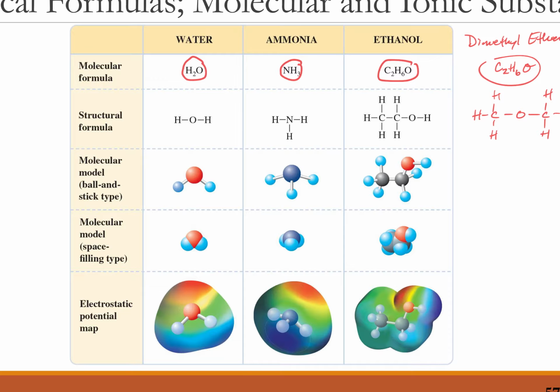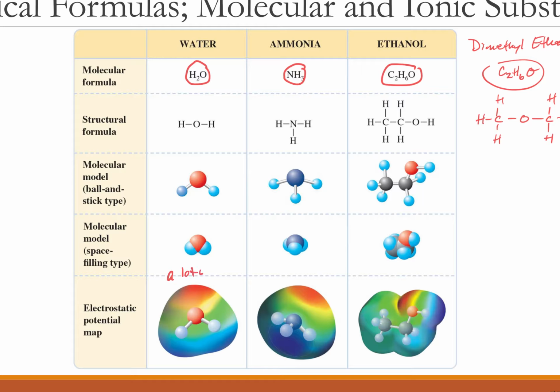The electrostatic potential map shows basically the density of electrons around the atoms in the molecules, where red represents high density, so a lot of electron density up here for water, and low electron density down at the bottom. We'll talk about that more in detail later on.